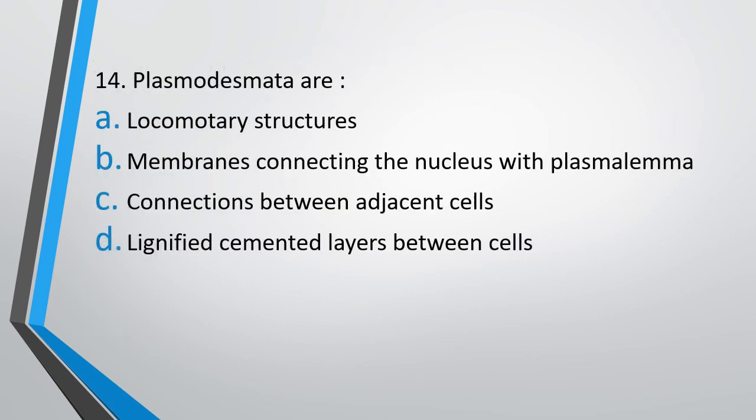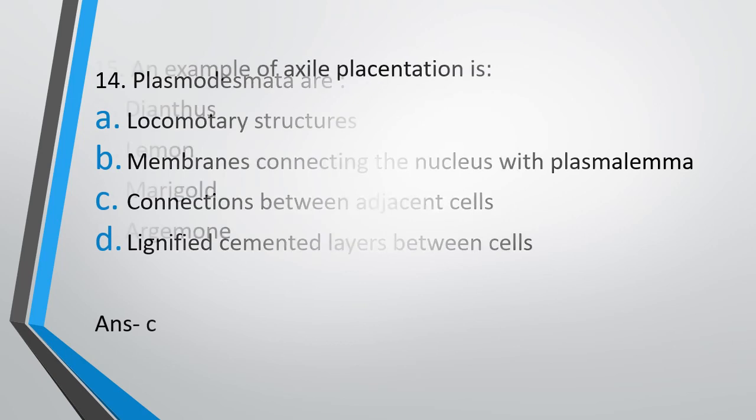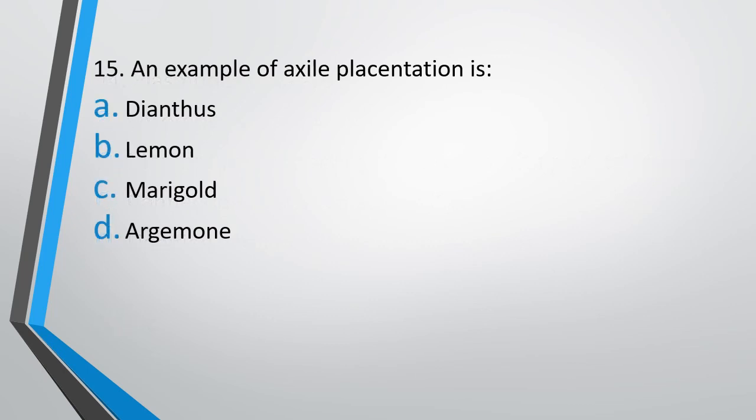Question number 14. Plasmodesmata are locomotory structure, membranes connecting nucleus with plasmalemma, connection between adjacent cells, or option D, lignified cemented layer between the cells. The correct answer is option C, connections between adjacent cells. Question number 15. An example of axile placentation is dianthus, lemon, marigold, argemone. The correct answer is option B, lemon.